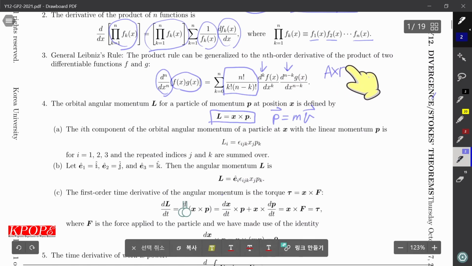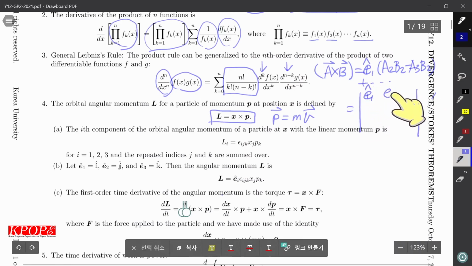A cross B. The first component is A2 B3 minus A3 B2, and so on. That can be expressed as a determinant with rows E1, E2, E3, A1, A2, A3, B1, B2, B3.